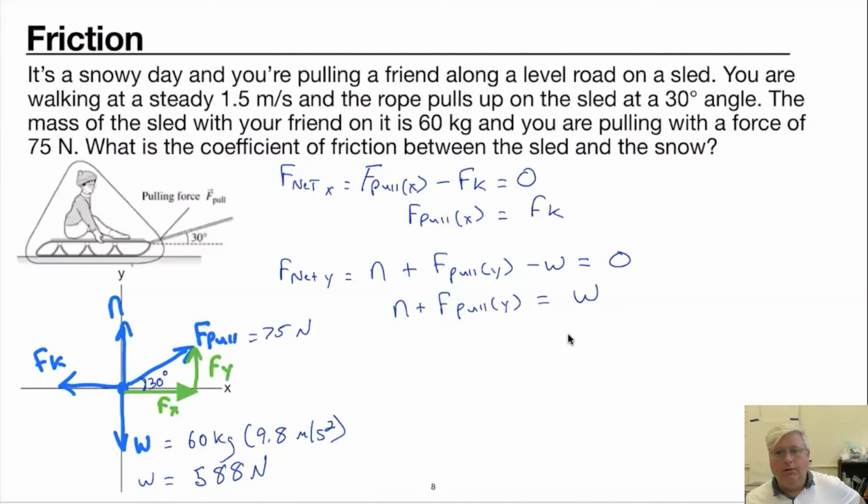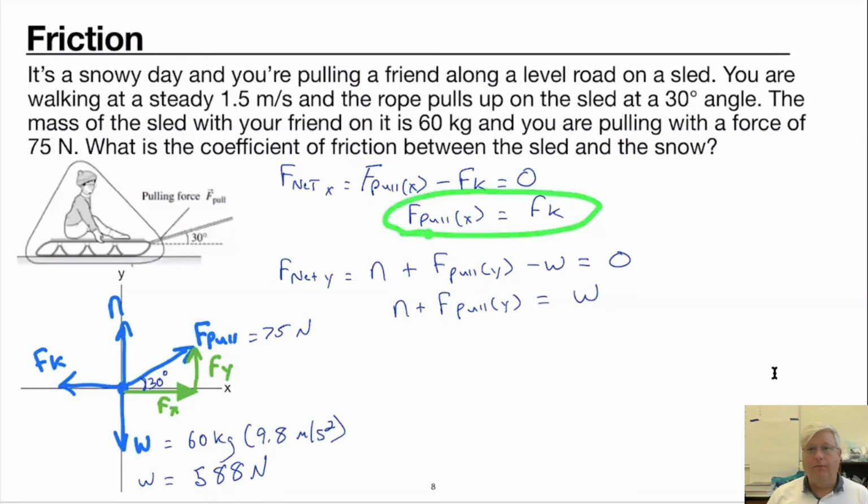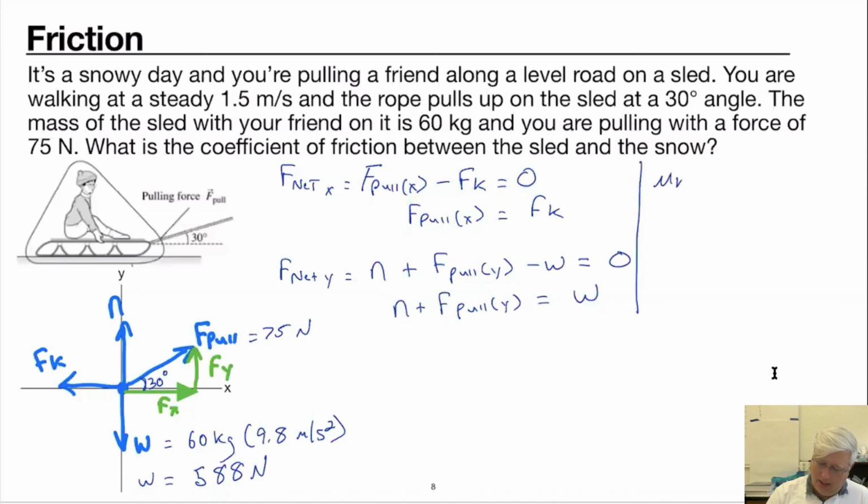Okay, and so what do we want to know? Well, we want to know what's the coefficient of friction between the sled and the snow. So it'll be the coefficient of kinetic friction. So we have one expression that we made where we have kinetic friction there. So maybe we could start with that. And we can rearrange. We know that kinetic friction is mu k times the normal force. And that's equal to the force of the pull, the x component of the force of the pull.